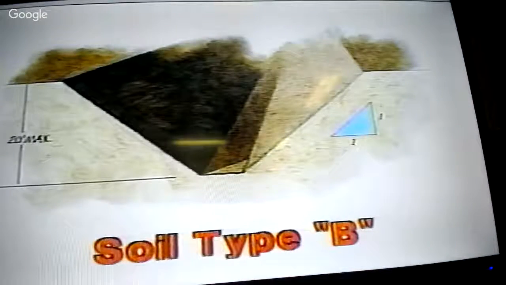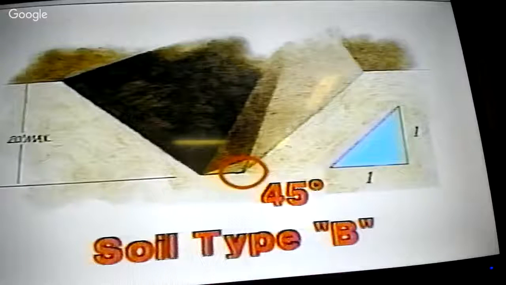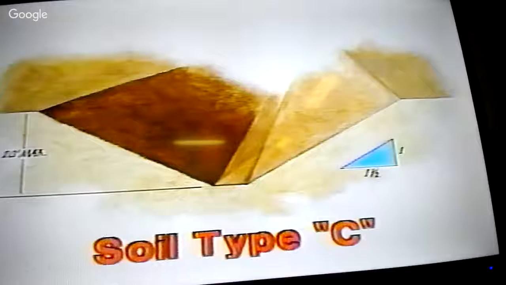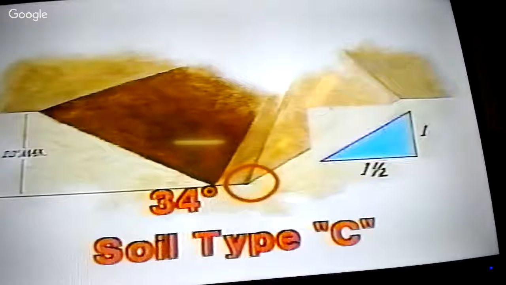In soil type B, the maximum allowable slope for excavations less than 20 feet deep is 45 degrees, or 1 horizontal unit to 1 vertical unit. For soil type C, the maximum allowable slope is 34 degrees, or 1.5 horizontal units to 1 vertical unit.